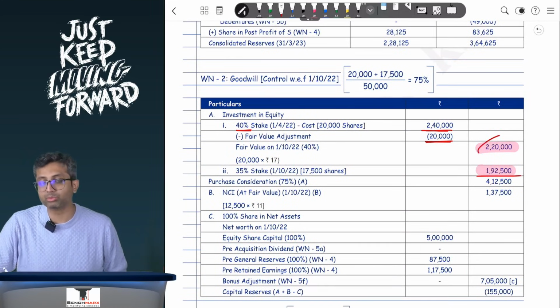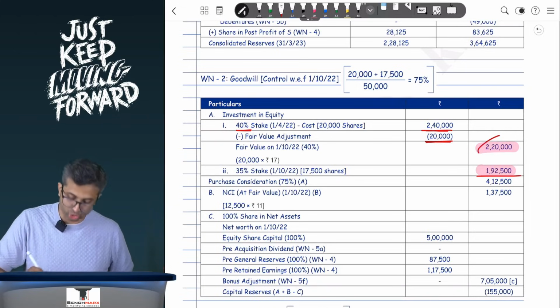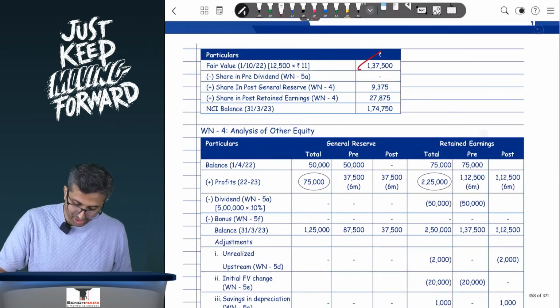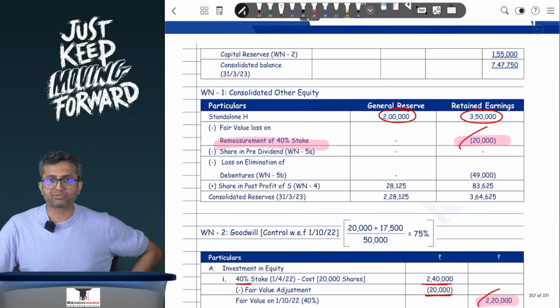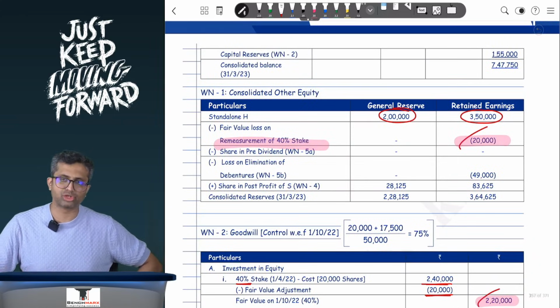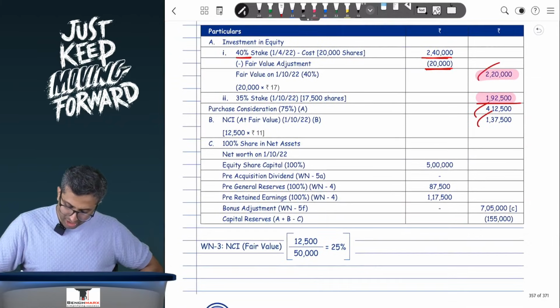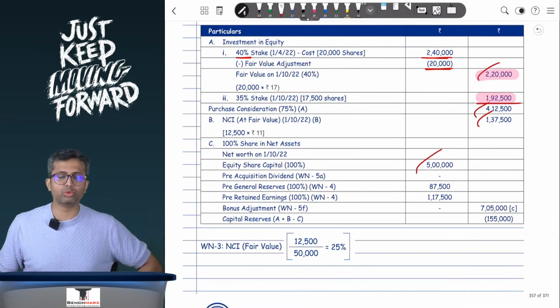Now the problem over here is this is NCI at fair value, which means the 1,37,500 of NCI will also be added over here. So this is 1,37,500. Okay. In your NCI, your opening balance of NCI will be 1,37,500. Okay, after this, you will eliminate the 100% of the share capital. Well, the bonus effect has not been given. We will ignore the same, and hence your entire 5 lakhs of share capital will be eliminated over here.